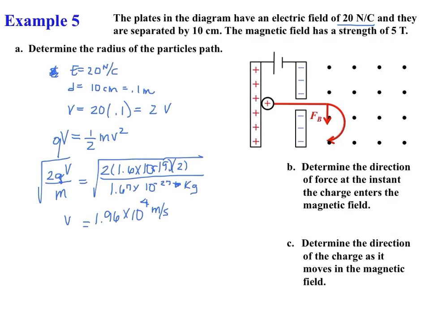Now again, this is the speed as it leaves this point right here. So if we wanted to use that information to help us solve for the radius, we can do what we did in previous examples. mv squared over r equals qvB. Our velocities can actually help us cancel and clean this up. And we get r is equal to mv over qB. Go ahead and plug in all of your numbers. You should get a value of 4.09 times 10 to the negative 5 meters.